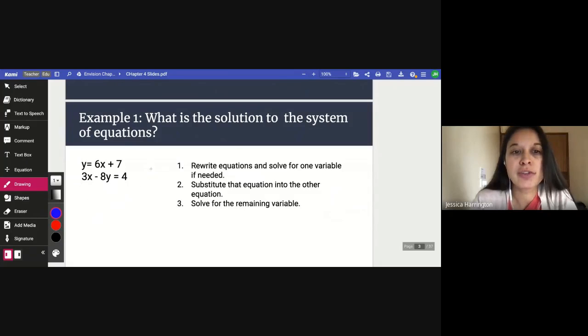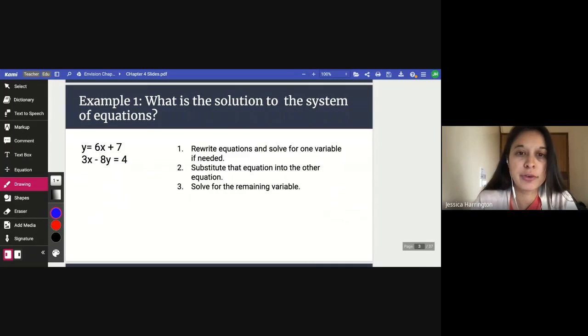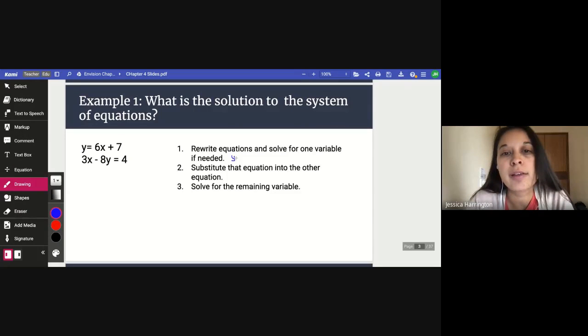Let's say you have the system of equations here. They're linear equations, right? They're lines: y equals 6x plus 7, and 3x minus 8y equals 4. There are 3 steps when you are substituting using that method. First, you need to rewrite equations and solve for one variable, meaning you have to make sure you have y equals something or x equals something, because that's what you're going to use to substitute. And then once you have that, you're going to plug that into the other equation and solve. So you're like, that doesn't make sense, but let's do it. And then those steps will make sense.